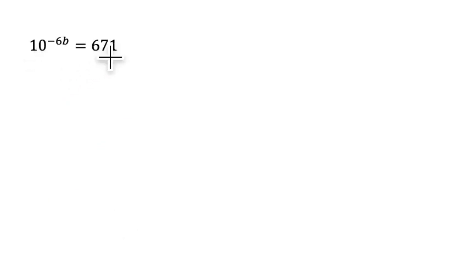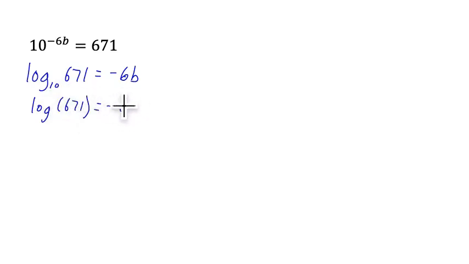Now we can't rewrite 671 as a power of 10, but we can rewrite this with logarithms and use our scientific calculator to help us solve for b. So here the base is 10, so it'll be log base 10 of 671, and that equals the exponent. Now log base 10 is the common log, and so we actually don't need to write the 10 there. So let me just rewrite this as log of 671. That equals negative 6b. I can go to my scientific calculator and figure out what the log of 671 equals.